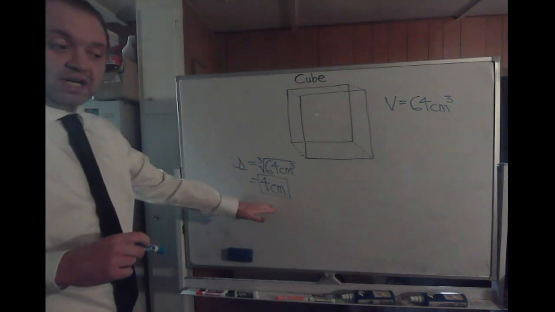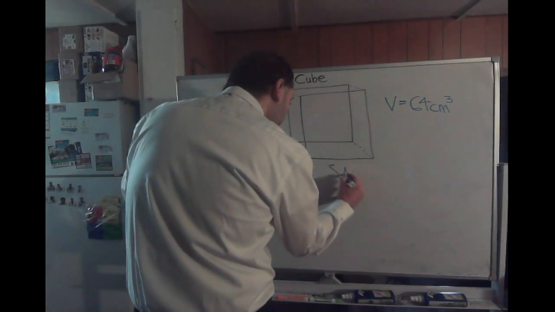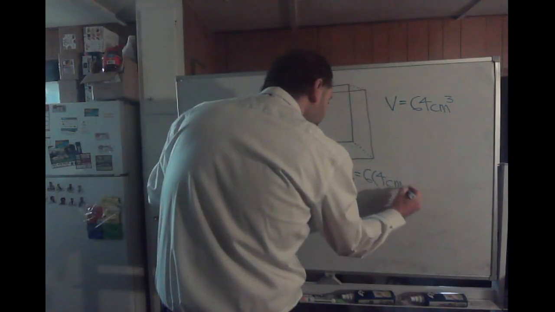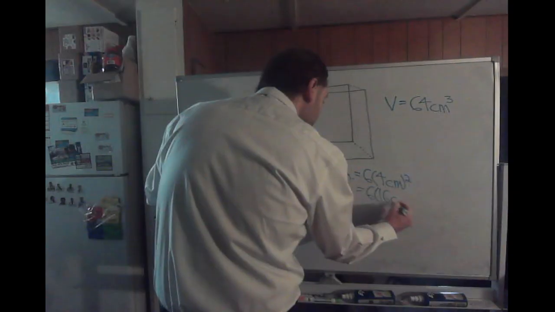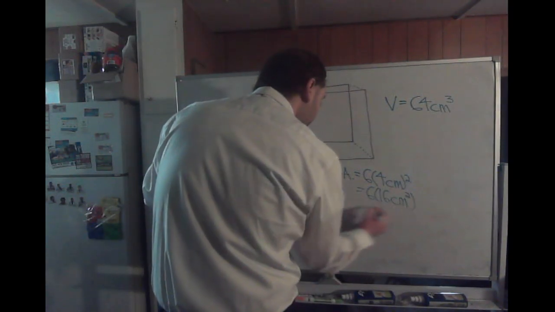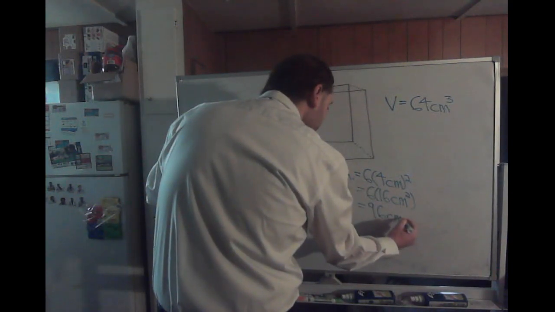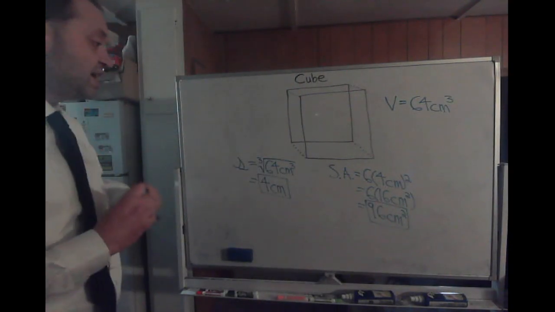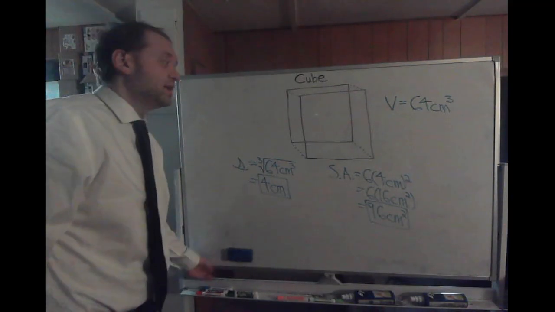Now that we know the length of the side, we can find the surface area. So the surface area, of course, is equal to 6 times the length of that side, 4 centimeters to the second power, which would turn into 6 times 16 square centimeters, which would end up giving you 96 square centimeters for the surface area. So length of a side is 4 centimeters. The surface area would end up being 96 square centimeters in the end.